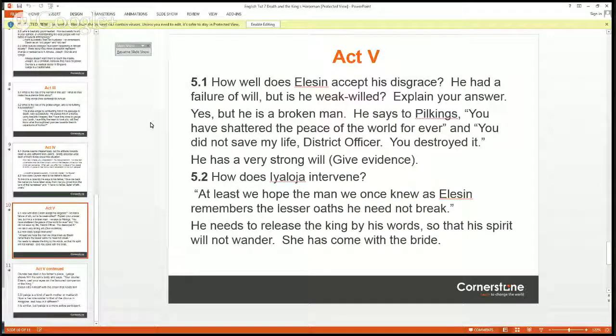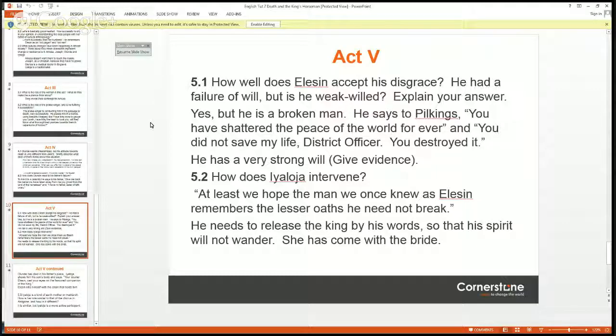Here's a nice quote. He says to Pilkings, "You have shattered the peace of the world forever." Now that's a sweeping statement, if you like. And what he means is that our world has been destroyed. It's all wrong what has happened. And he says, you have destroyed it. Okay?